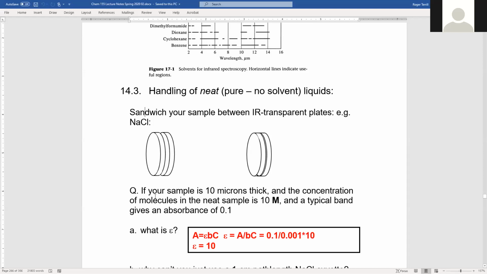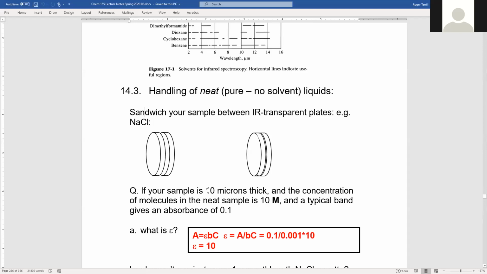And basically, what you do is you can take your neat solvent, for example. Let's say you've got a liquid organic product and you want to measure it, and you just plop it into the sandwich between 2 plates and smash the plates together, right?